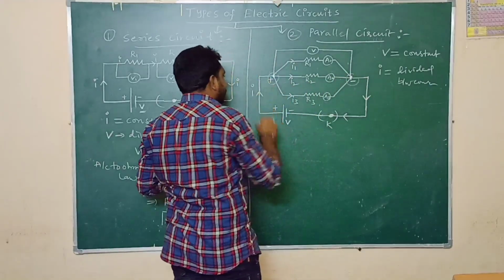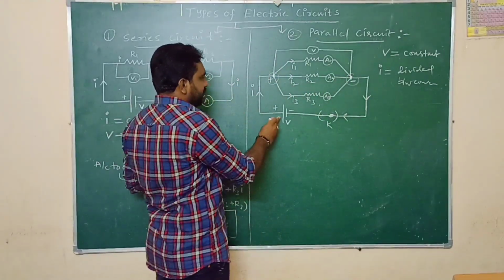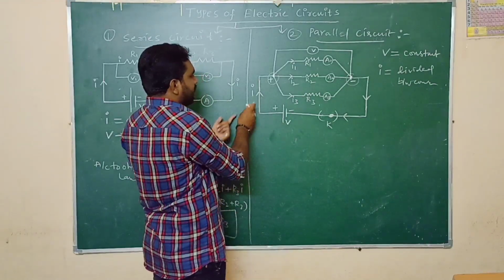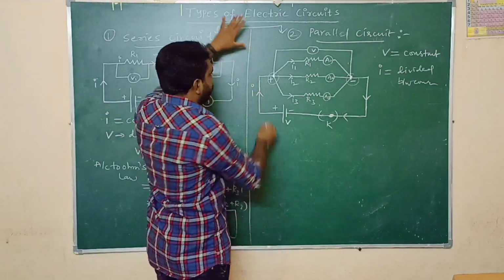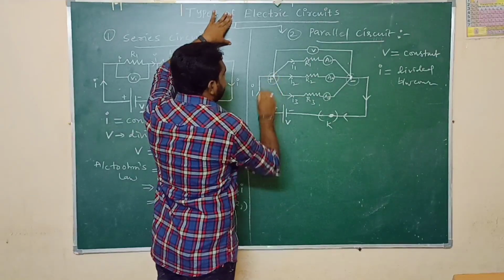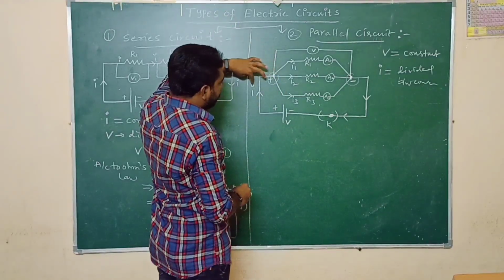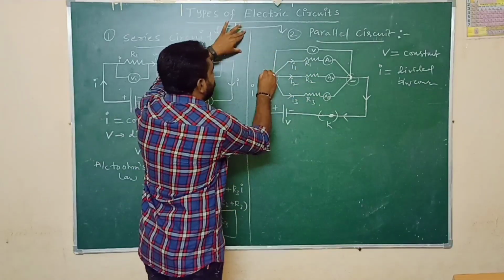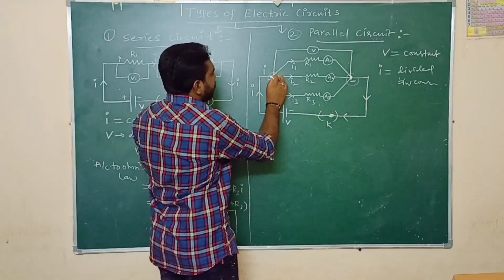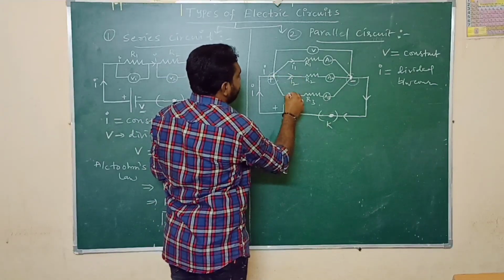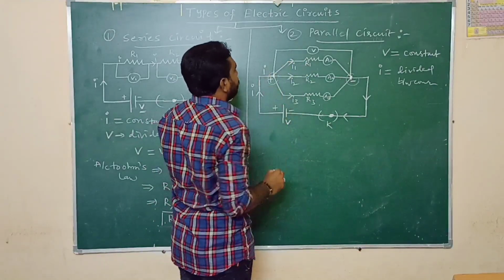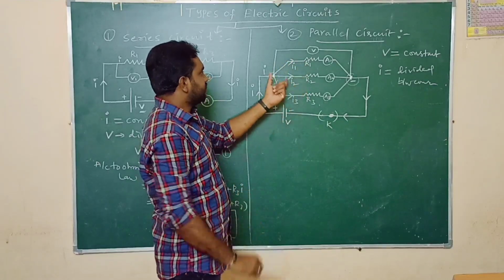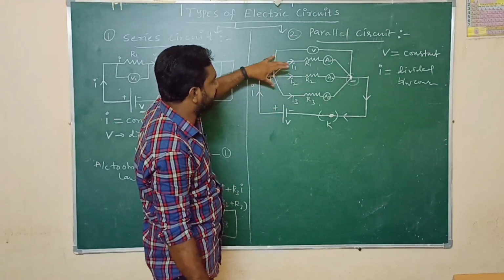So they are receiving the same potential difference. But here the total potential difference applied to the circuit is V. The total current flowing in the circuit is I. Once the current flows at this end, the total current I is divided among these three resistors. Here the current has three individual parts, so the current can flow in three individual paths. That's why the total current is divided.